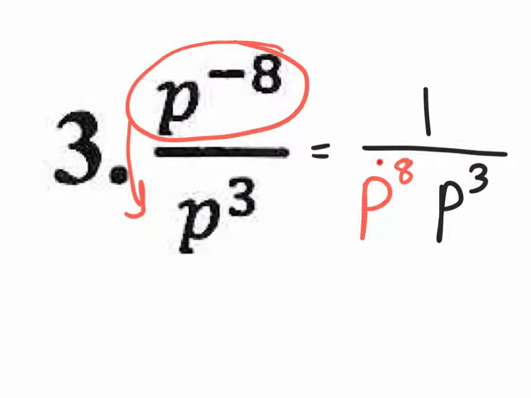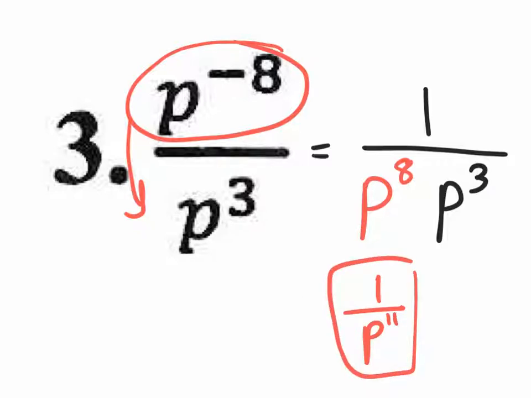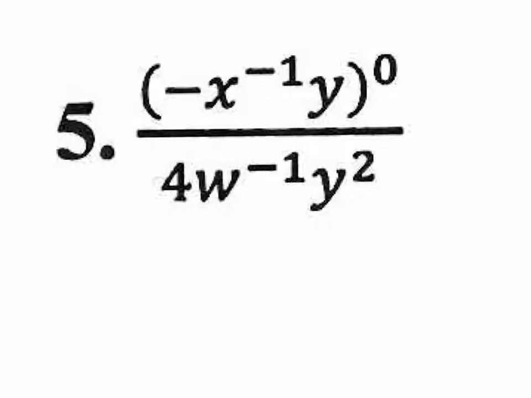And now, again, rule 1, you're going to add 8 plus 3, and you're going to get 11. So your final answer is going to be 1 over p to the 11. That's your answer for number 3. Let's jump to number 5. Yes, it's getting more fun because they're throwing in other rules.